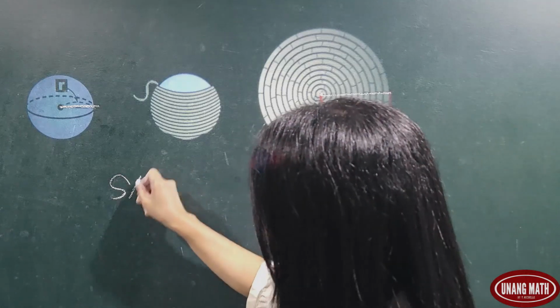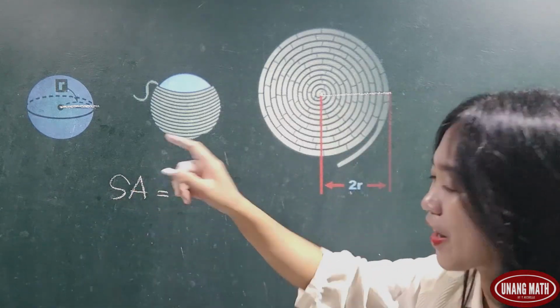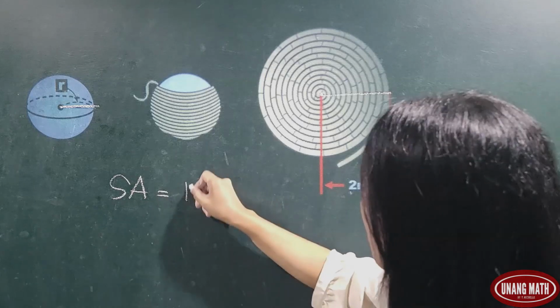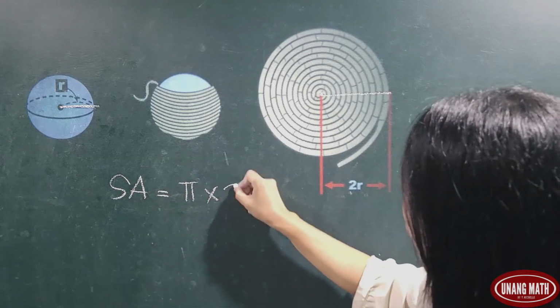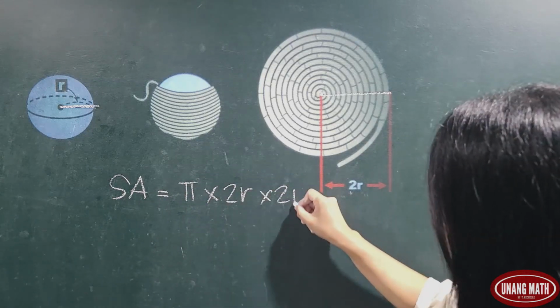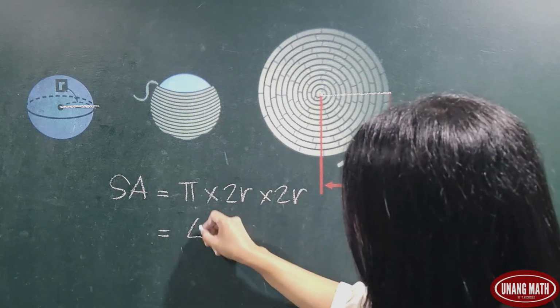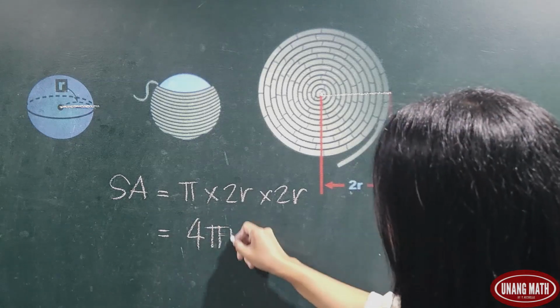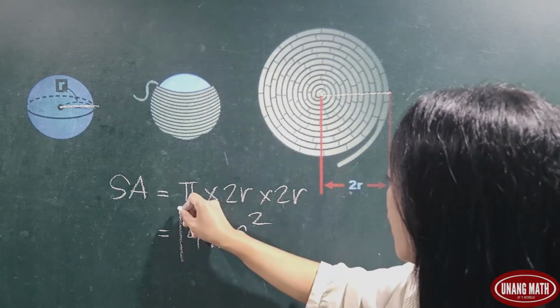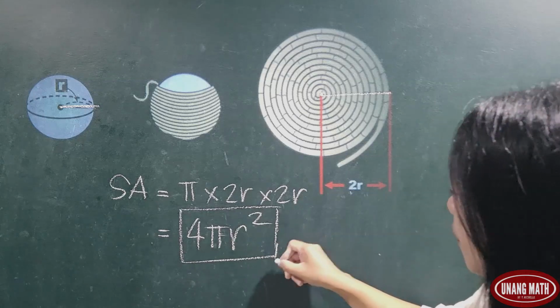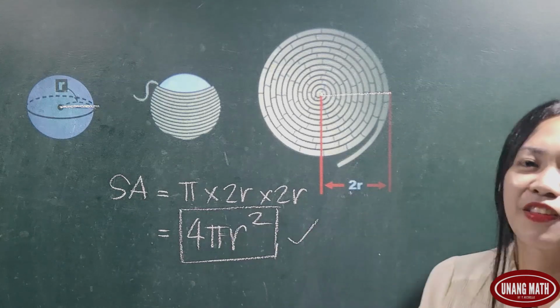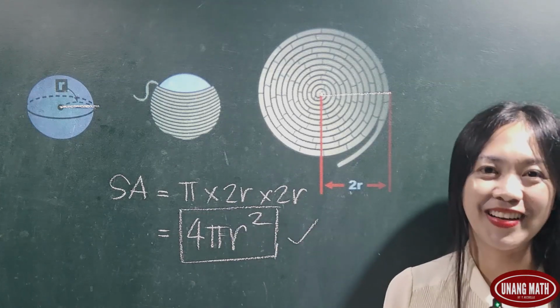So, the formula then in finding the surface area of a sphere is pi times 2r times 2r. And this is equal to, 2 times 2 is 4, so 4 pi r squared. So, this is the formula that we will use in finding the surface area of a sphere.